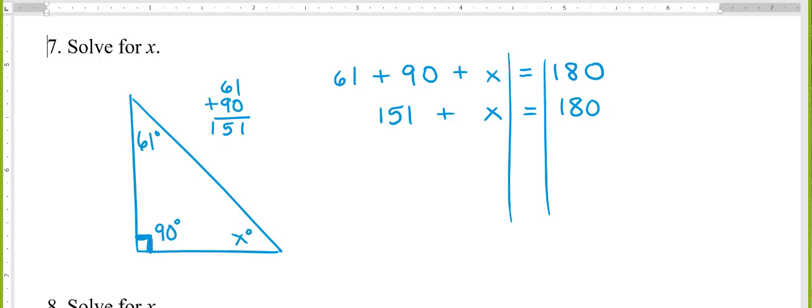What do I need to do to both sides, Audrey? Subtract. Subtract what? Nope, right here. Use this equation to get x. To get x by itself, what do you need to subtract from both sides? 151. Good. 151.